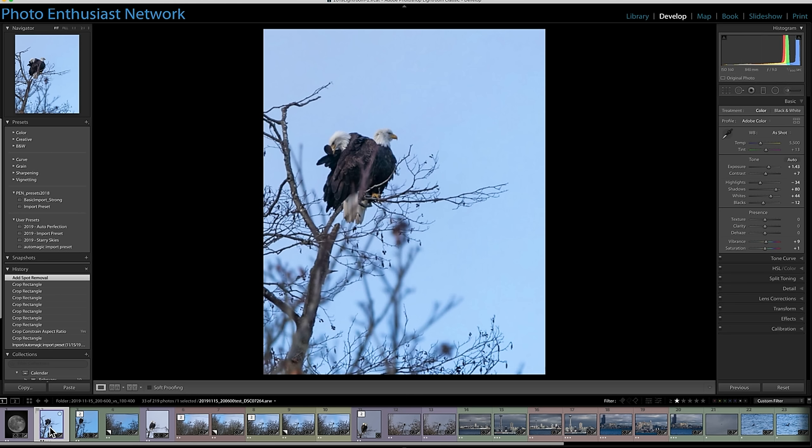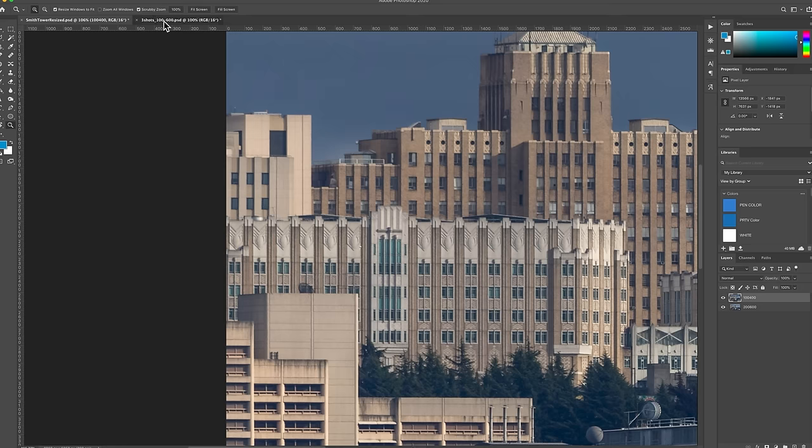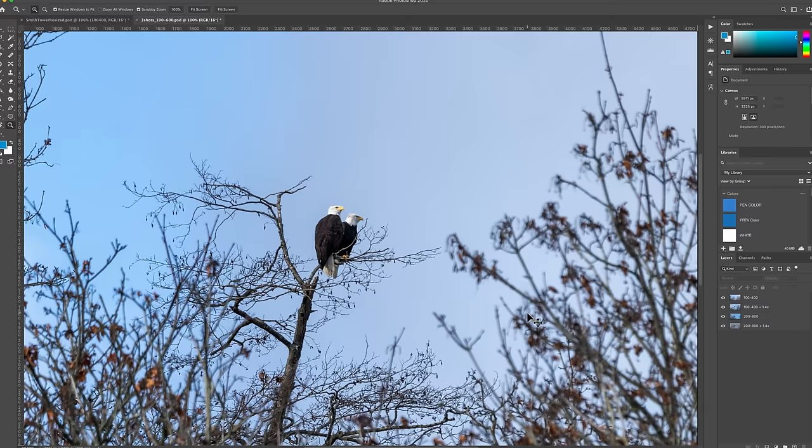And so it's hard to make some really good decisions about the sharpness and clarity and contrast of the 100 to 400 versus the 200 to 600 looking at these pictures, but they do nicely illustrate something else. So let's switch over to Photoshop for a second. And here we are in Photoshop.